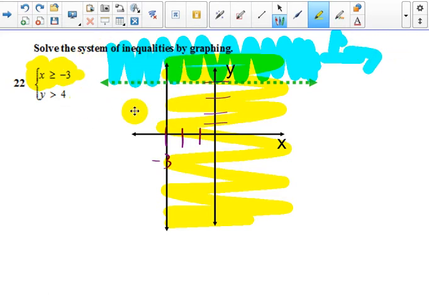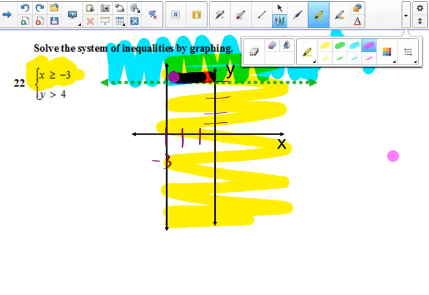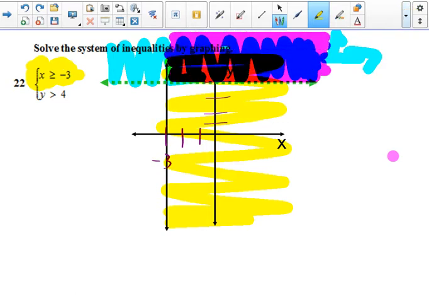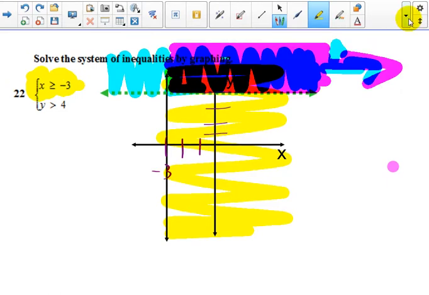Now the solution of these inequalities is where they overlap. So let's pick a different color and color those. So it's going to be here. So up and out forever and ever, this way and upwards. Okay, but remember that this is a dashed line here and a solid line here.